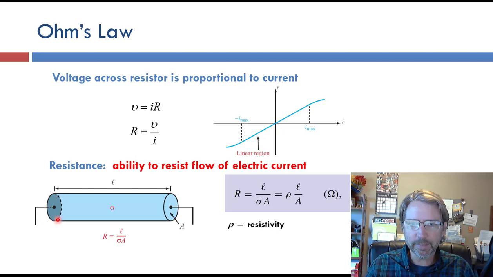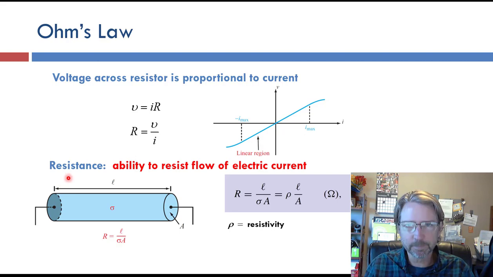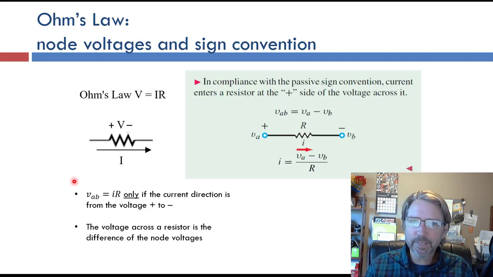And then it also depends on the cross-sectional area. The more material you supply, the less resistance you'll get. So you can calculate the resistance given a material and its cross-sectional area and its length. So Ohm's Law, when we use it in this class, we're using it to solve circuit problems.